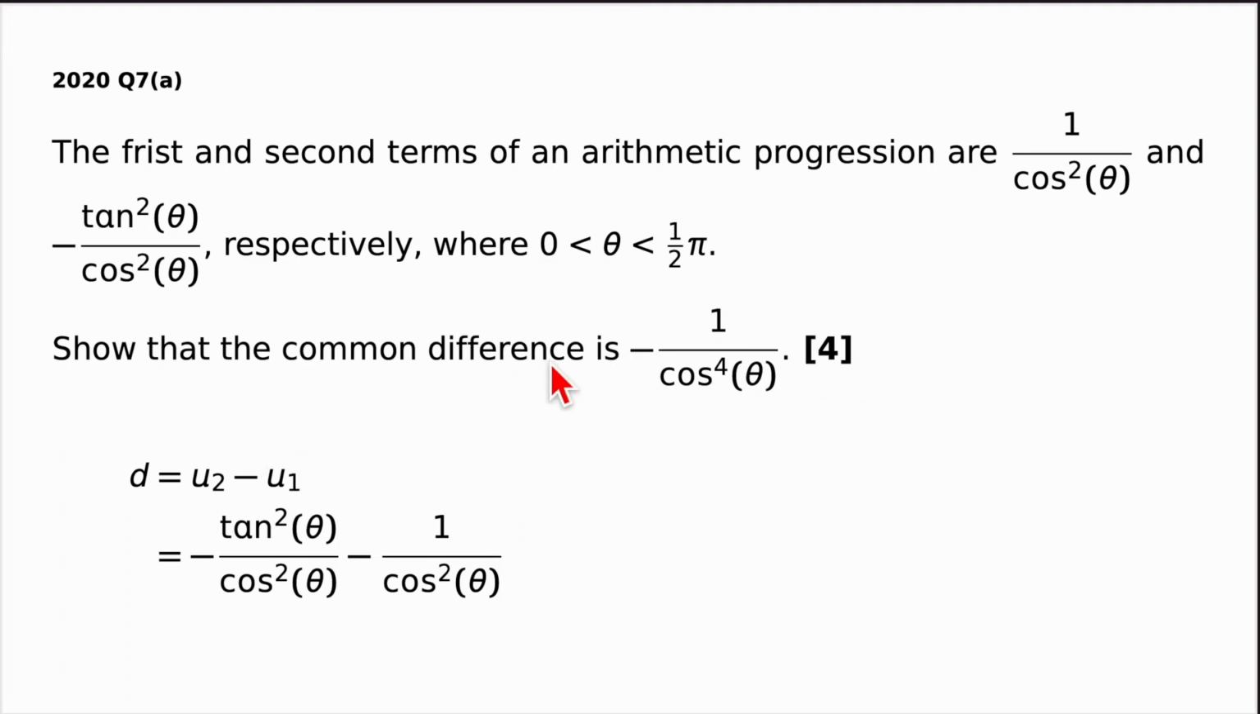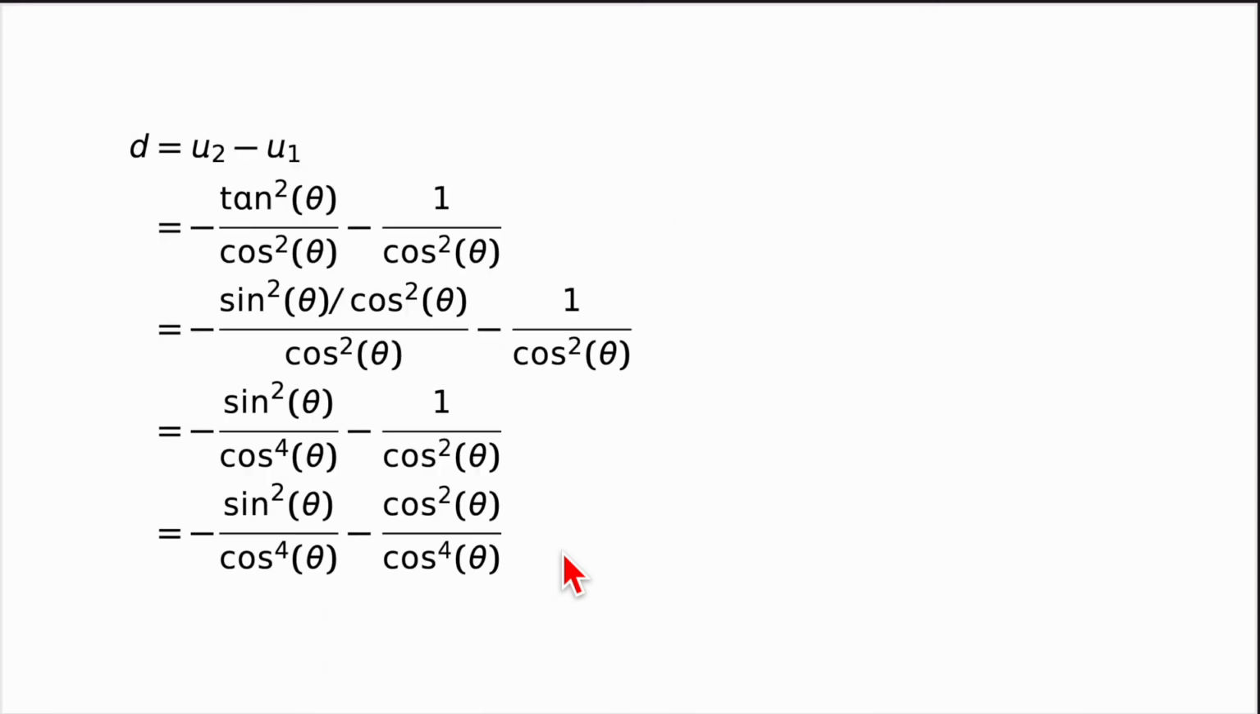Well, the common difference is just the difference between each term, and in particular it's equal to the second term minus the first term. So if this is the second term, minus, and if this is the first term, I have this to work out. And I need to somehow simplify that to get this. And I'm going to do that using some trig identities, but on the next screen.